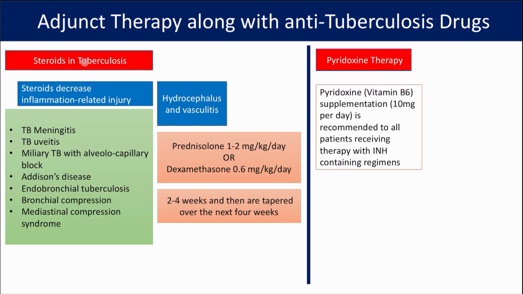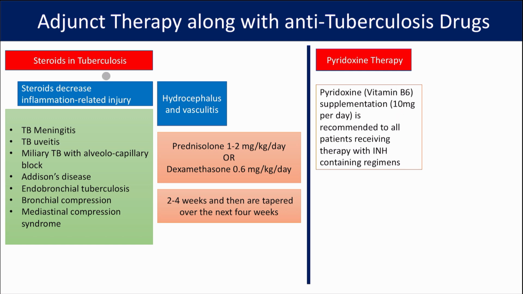So look here, and apart from this primary treatment, what are the other treatments that you need to give? Number one is your pyridoxine. This pyridoxine means vitamin B6 tablet supplementation 10 mg per day should be given to all the patients who are receiving isoniazide. That is, all the patients receiving HRZE therapy, that is isoniazide containing treatment, should receive this pyridoxine, because isoniazide causes peripheral neuropathy and this vitamin B6 prevents it.